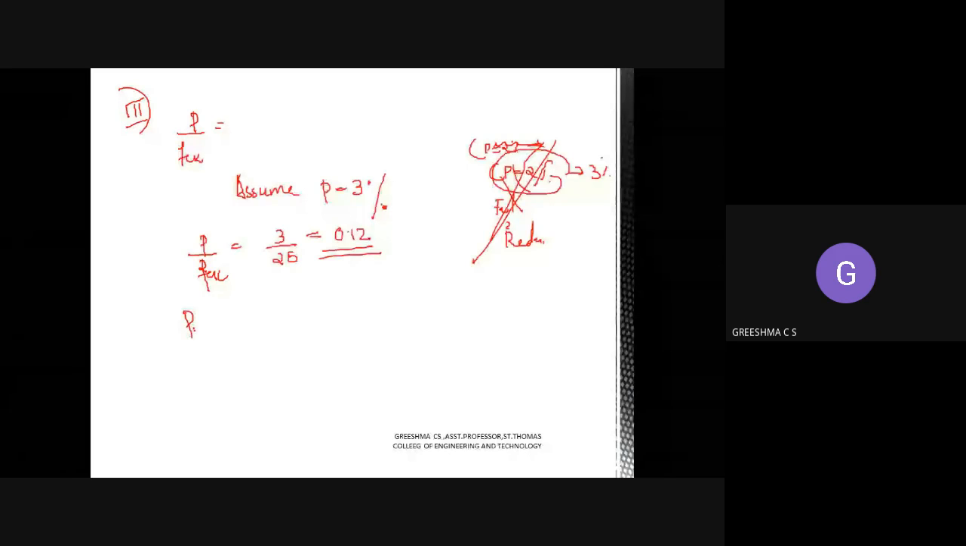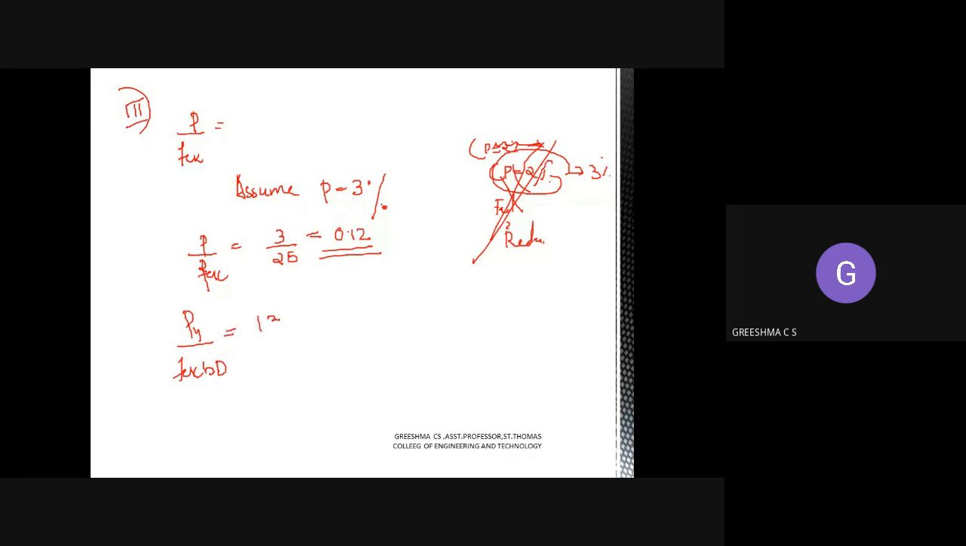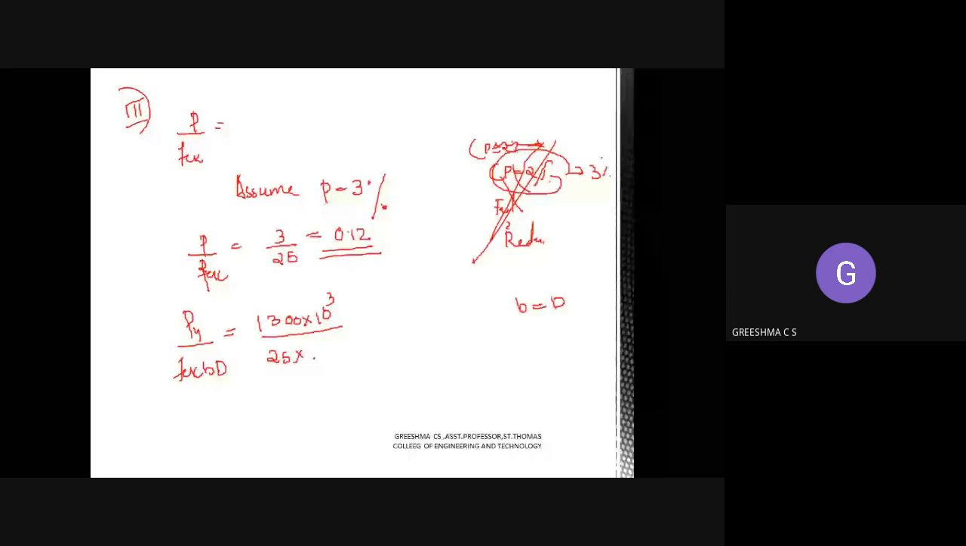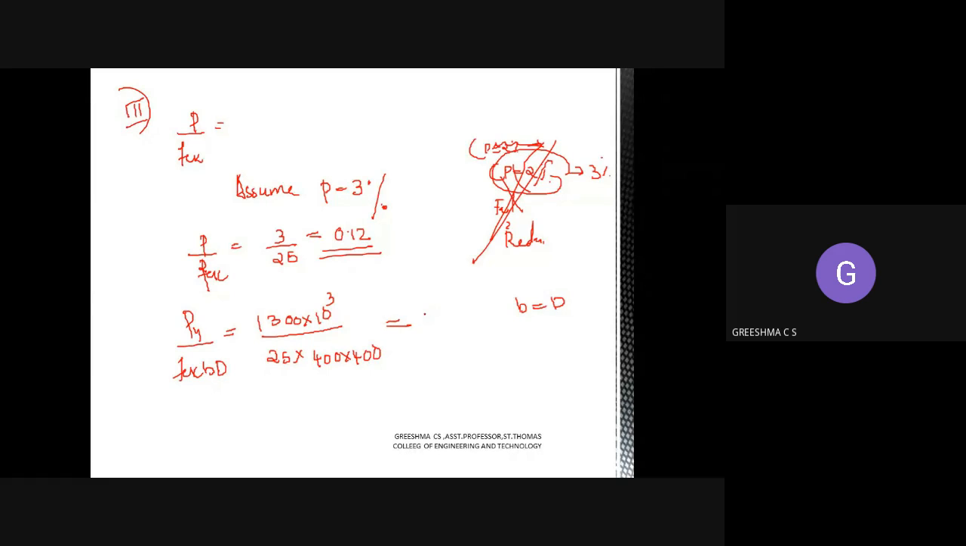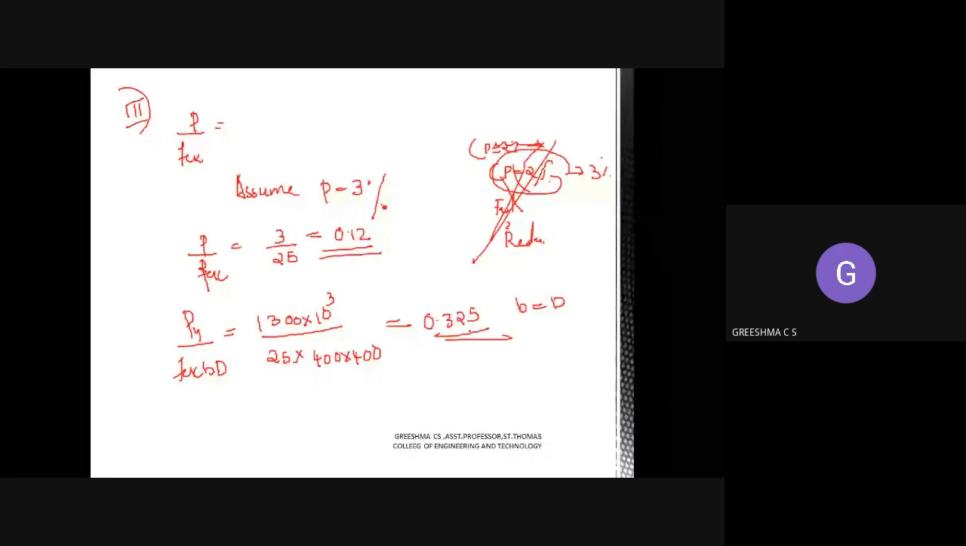Next, you have to find out Pu divided by fck b d. Pu is 1300, that is the axial load acting, divided by fck which is 25. Here b and d are equal because it is a square column, 400 into 400. How much are you getting? Tell me fast. Pu by fck b d, somewhat you will get as 0.325. Are you getting this? You will get 0.325.